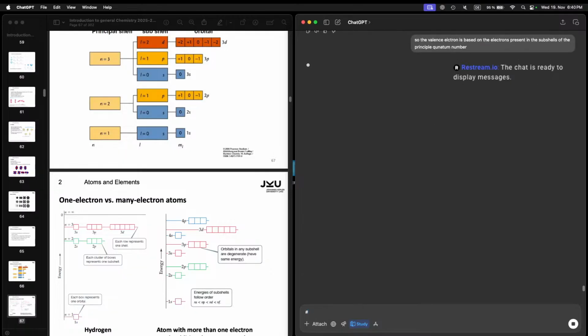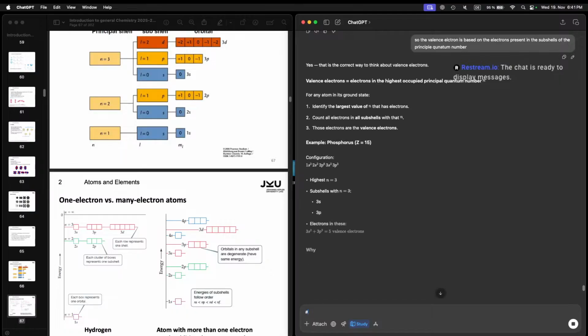You know what? It's pretty cold. I'm going to close the curtains. God damn, cold. Stop. It's 30 minutes. Guess what? Push up time. Yes, that is the correct way to think about valence electrons. Okay. Push ups.